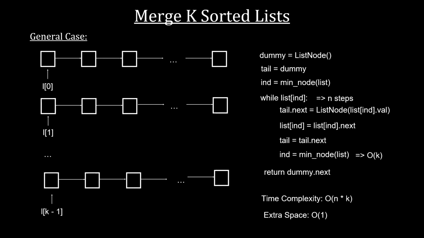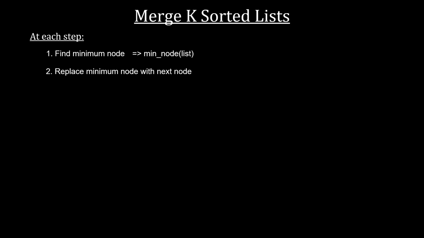This is not the optimal algorithm, and the real issue is that finding the minimum node takes big O of k. We can optimize this. Let's recap. At each step, we first find the minimum node using the function minNode. Then we replace that minimum node with the next node in that list. And we do this in constant time. Each function call takes big O of k time to execute, and we can optimize this to big O of log k.